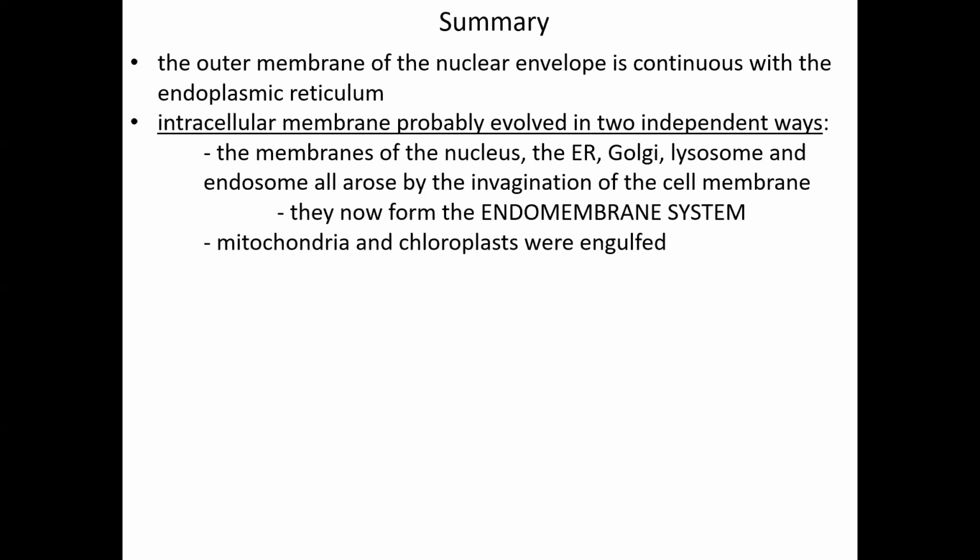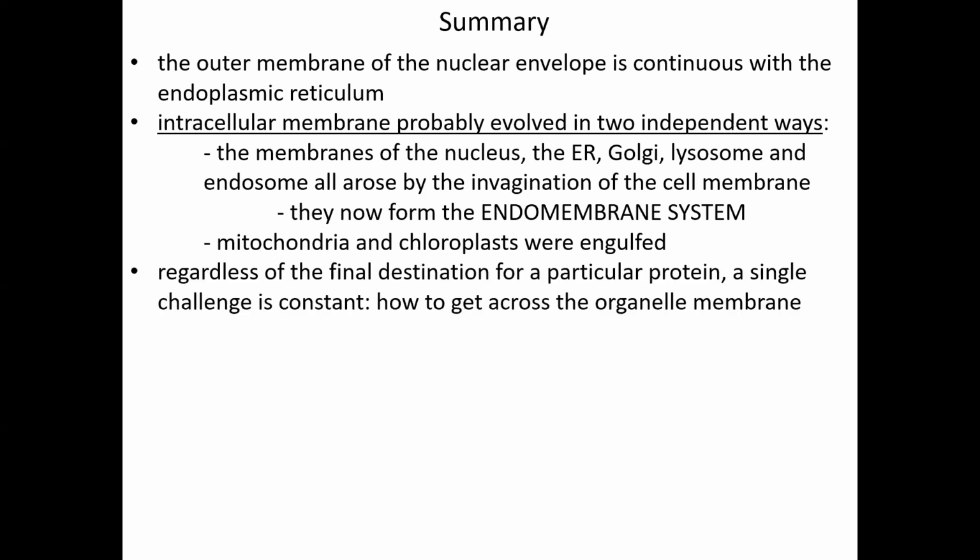Intracellular membranes that we see around organelles very likely evolved in 2 independent ways. The membranes of the endomembrane system, that's the nucleus, the ER, the Golgi, the lysosome, endosomes, and peroxisomes, they all arose most likely through the invagination of the cellular membrane. They all are cellular, and so vesicles can move between these and share cargo in that way. The other strategy is the endosymbiotic hypothesis. Mitochondria and chloroplasts were engulfed as living prey cells, but never digested.